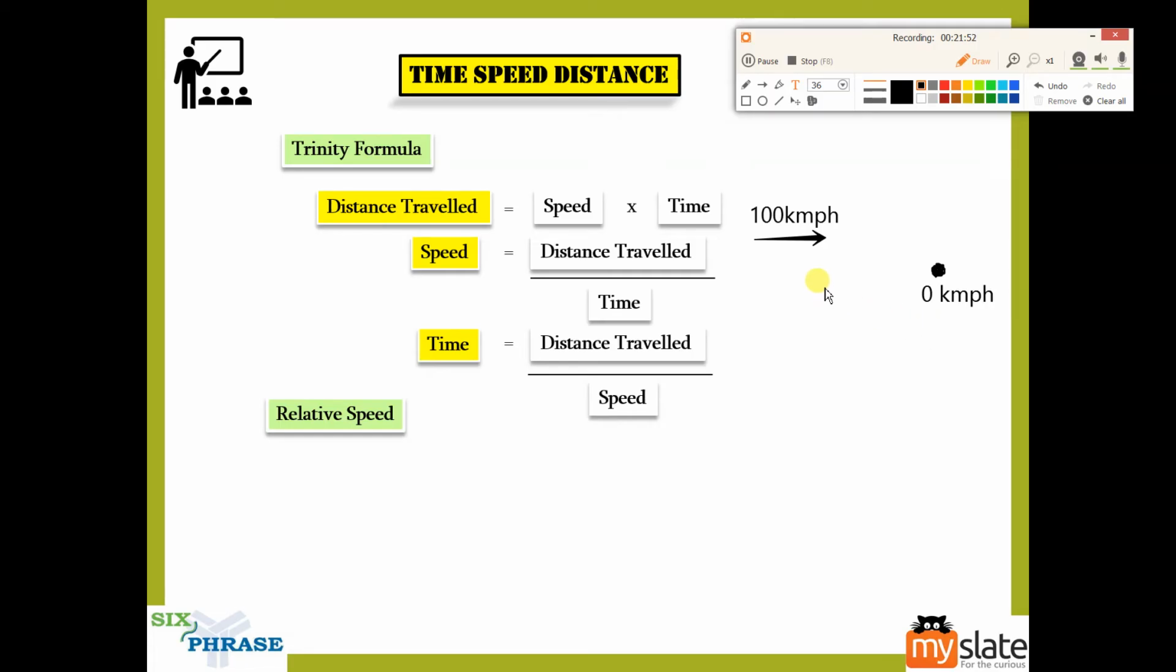Here we are dealing with two things where one is on the go, or in motion, and the other one is static. There is no motion there. That is where it is 0 kilometers per hour. The other one, you can take to be a vehicle or a person on a vehicle. Whatever you want you can assume, but one object is moving, the other object is not moving.